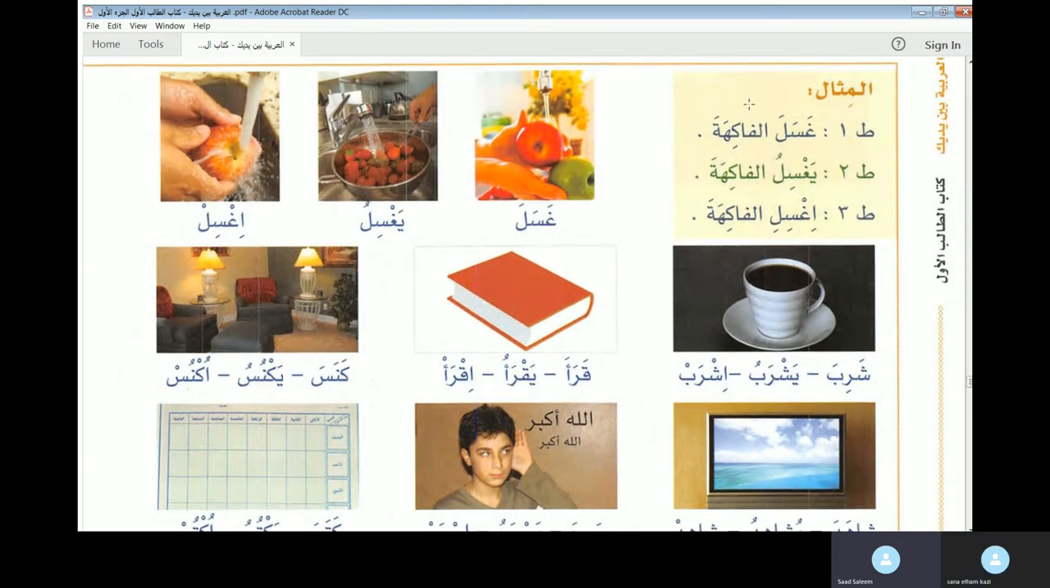Okay, read the example. غسل الفاكهة. He ate the fruit. He washed the fruit. And then يغسل الفاكهة. He washes the fruit, or he is washing the fruit. He is washing, and he will wash. Yes. The difference is the sa again, right?